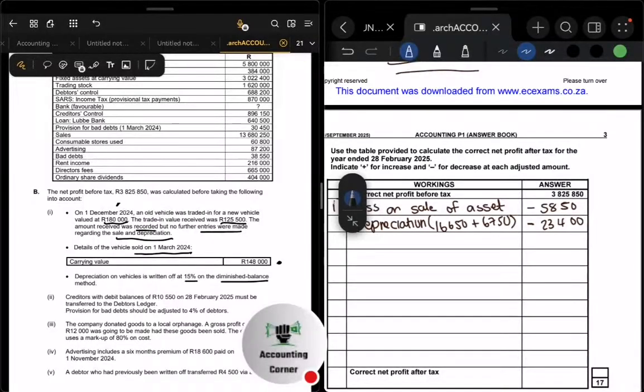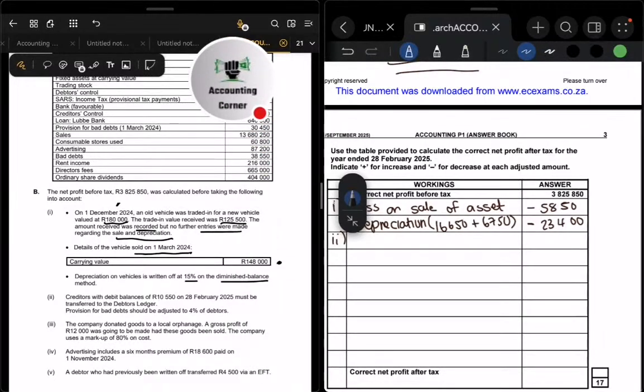Okay, then we go over to the next adjustment. It says here that creditors with debit balances of 10,550 on 28th February 2025 must be transferred to the debtors' ledger. Okay, what this is telling us is that we had people that we owed and we overpaid them. So now they owe us, so they're no longer creditors. They are now debtors because they owe us. So now we need to move their debit balances in the creditors' ledgers and take them to the debtors. We need to remove them as creditors and make them debtors.